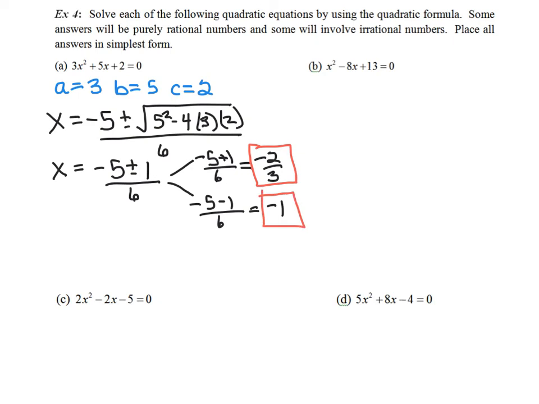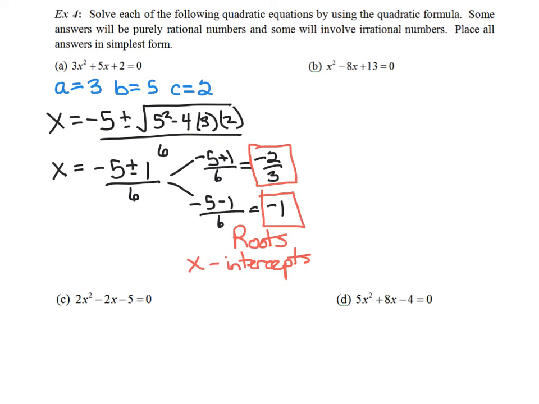Now remember again what would happen if I were to look at the graph of this quadratic. These two answers, these two solutions that I just found, are also called the roots of the quadratic. The roots are the same thing as the x-intercepts. So I could say that my x-intercepts for this graph are going to be negative 2/3 and negative 1.